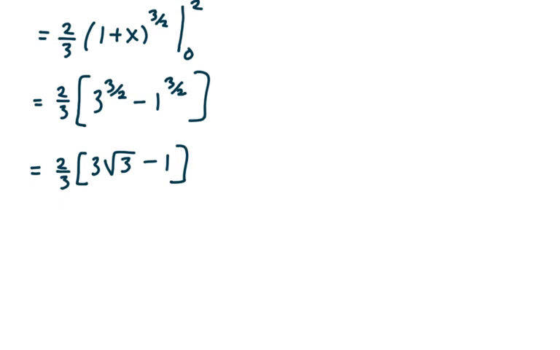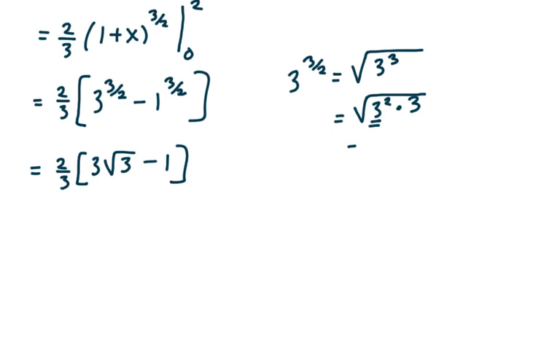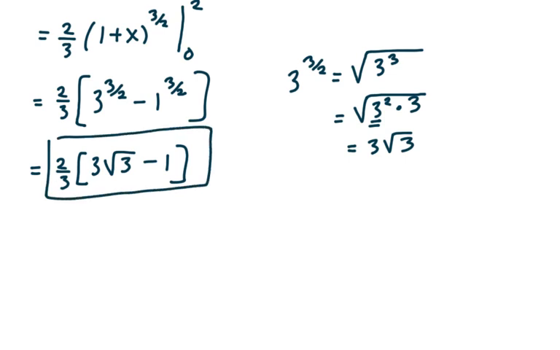But remember, 3 to the 3/2 is the square root of 3 cubed, right? But we can write this as the square root of 3 squared times 3. And the square root of 3 squared is 3. And so this is equal to 3 square root of 3. And so finally, we get 2/3 times the quantity, 3 square root of 3 minus 1. Remember, 1 to the 3/2 is most certainly 1. And that's how we do problem number 9.